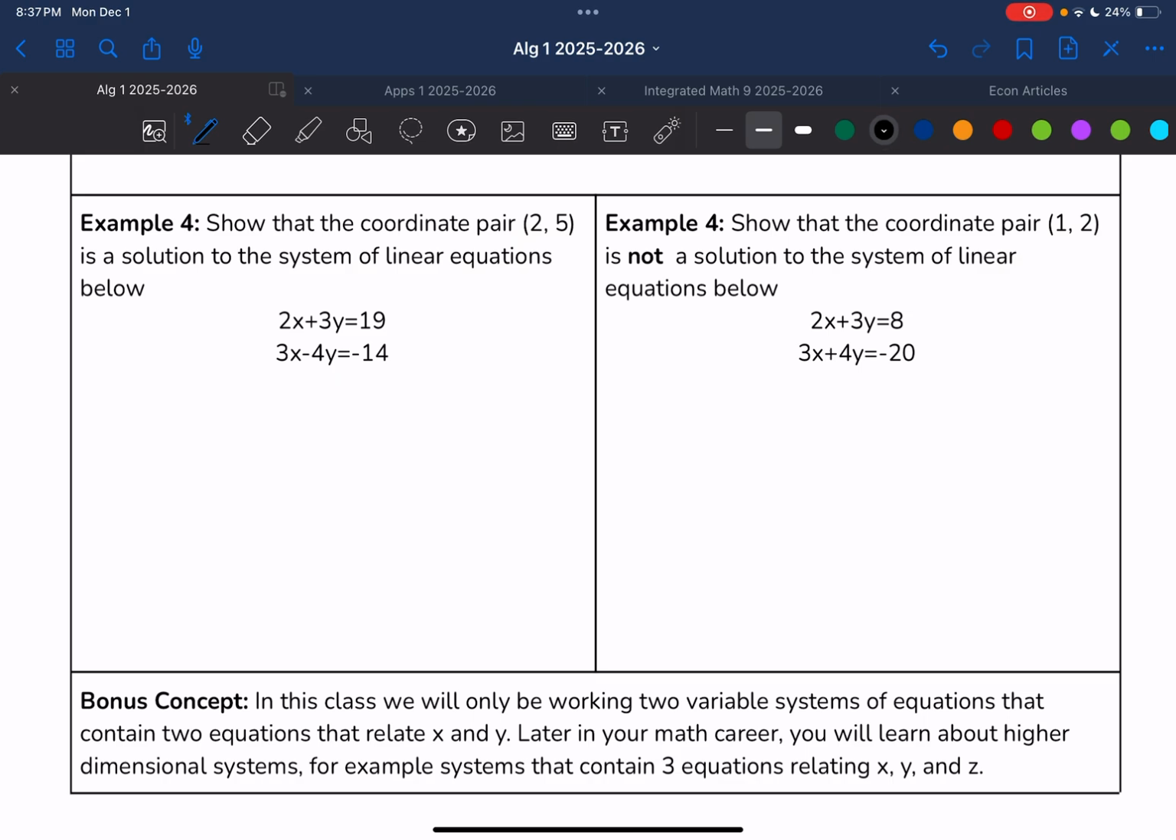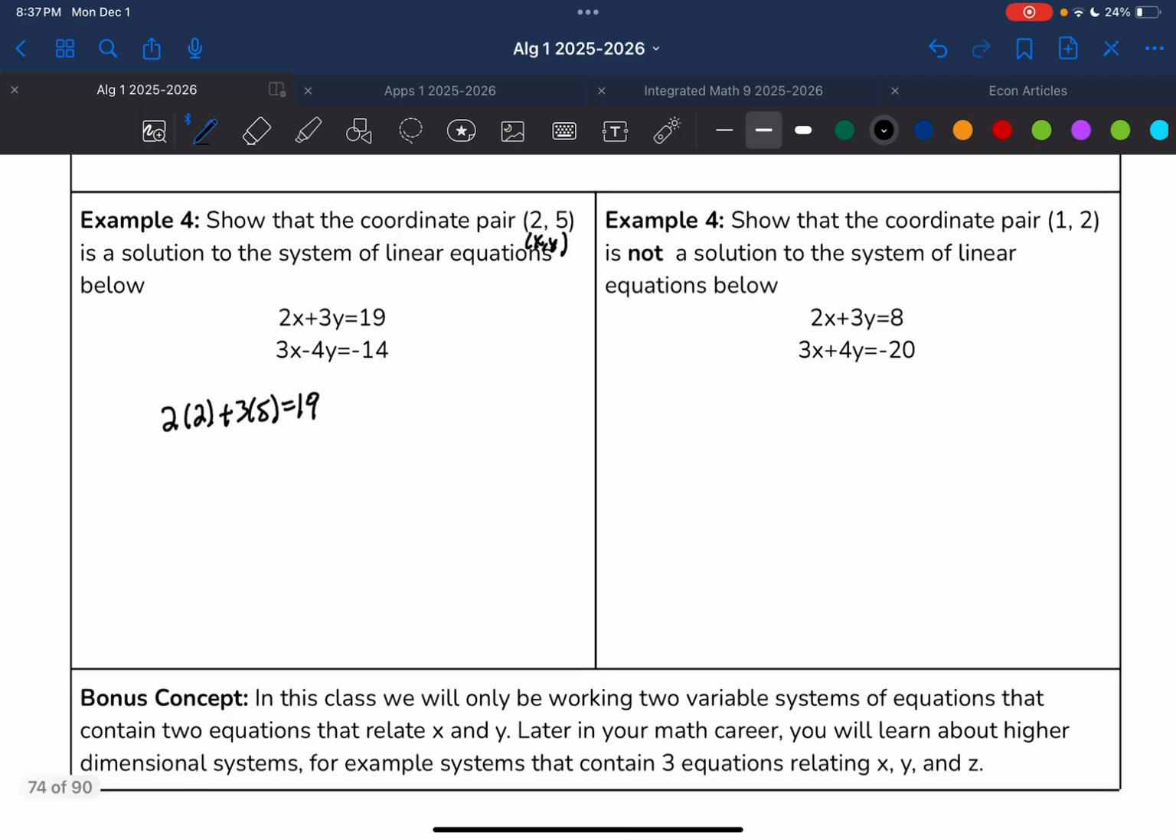Let's explore that. Over here, we have the pair x, y is 2, 5. We plug that into the first equation. We get 2 times 2 plus 3 times 5 is equal to 19. We get 4 plus 15 is equal to 19, which it does, so we solve the first equation. Plugging in the same values, we get 3 times 2 minus 4 times 5 is equal to negative 14. We get 6 minus 20 is equal to negative 14, which it does, so we've solved the second equation. So this pair 2, 5 is a solution to this system of linear equations.